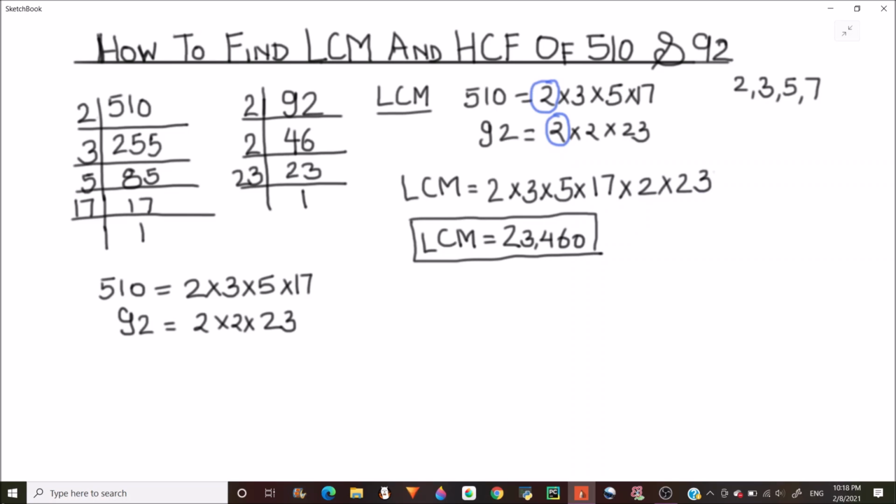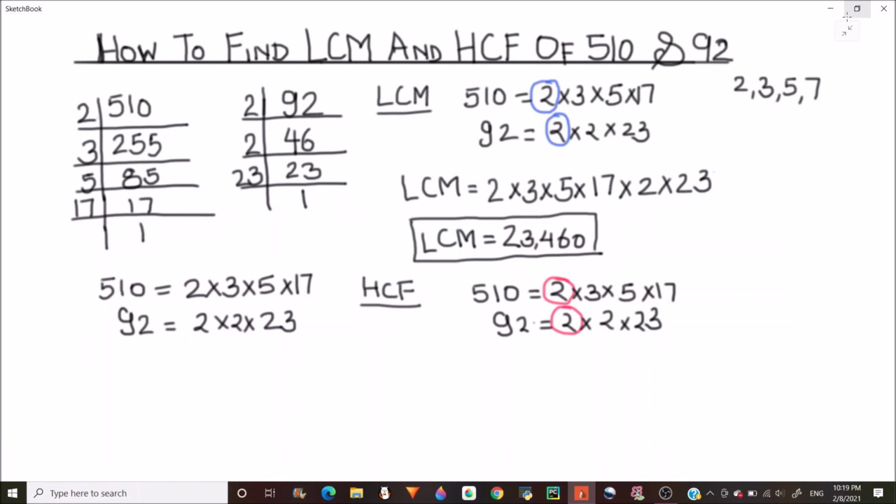We'll box the answer and now we'll find the HCF of the two numbers. So for finding the HCF, we are going to write the factors of both the numbers as we have written for finding the LCM like this. For HCF, we have to find the product of all the common factors in between the two numbers. Here the only common factor is 2. Our HCF will become 2.